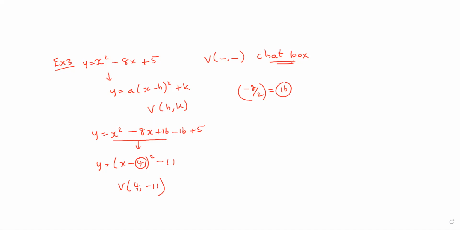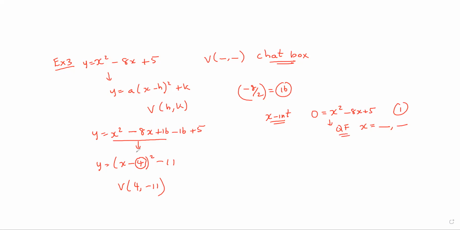Now, sorry, for your vertex. So if you want your x-intercept, let's do that. To find your x-intercept, we let y equal 0. So you can do this: x squared minus 8x plus 5. You could use the quadratic formula, right? And then you'll get your 2 values here. So this is method 1. You could do it this way, using the quadratic formula to get your x-intercept.